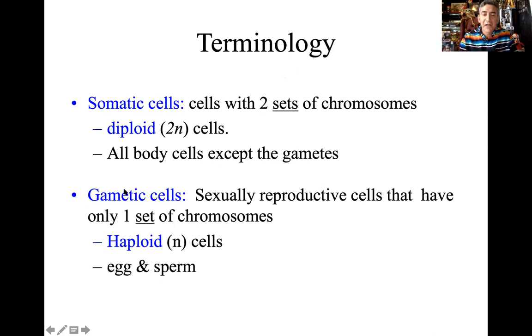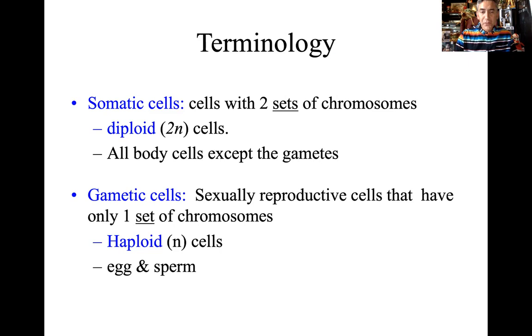Well, the gametes are the egg and sperm cells. They're going to have only one set of chromosomes. If you're male, they're only going to have the male set. If you're female, they're only going to have the female set. So the haploid situation, right? Half of 2 is 1, so half of 2N is only 1N. So gametic cells equal sperm in males, and gametic cells equal egg in females.